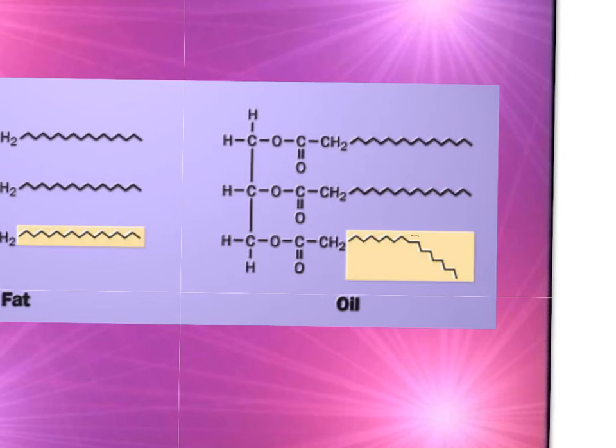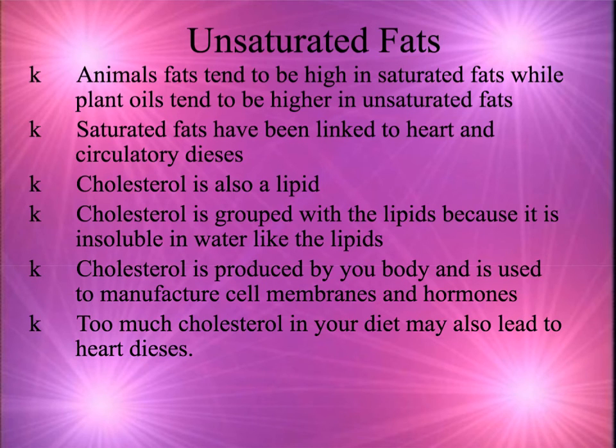And when we think about unsaturated, there are characteristics that unsaturated fats have versus saturated. Here it is, unsaturated fats. Unsaturated comes from plants. Okay, saturated, those are the bad ones, right? They tend to be linked to heart and circulatory diseases.